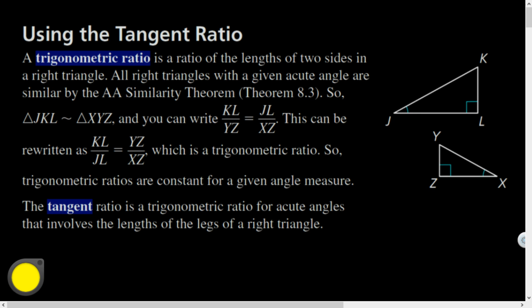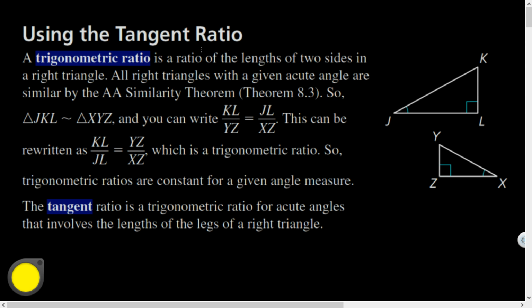Greetings and welcome. Today we are talking about our first of the trigonometric ratios, a concept that will probably show up in Algebra 2, I believe it does, and pre-calculus as well. Ratios. Good stuff. So today, 9.4, tangent ratio.